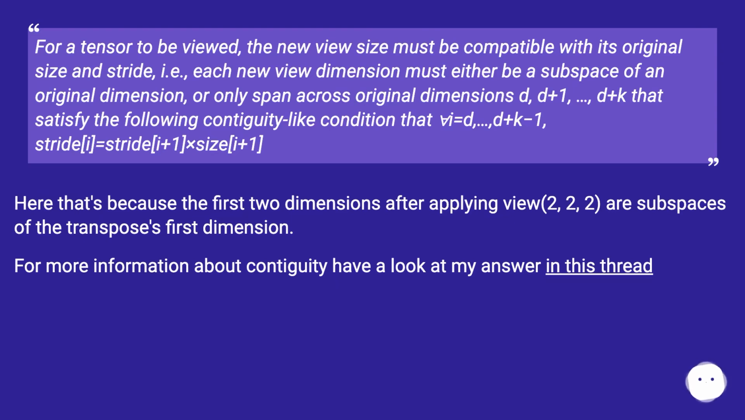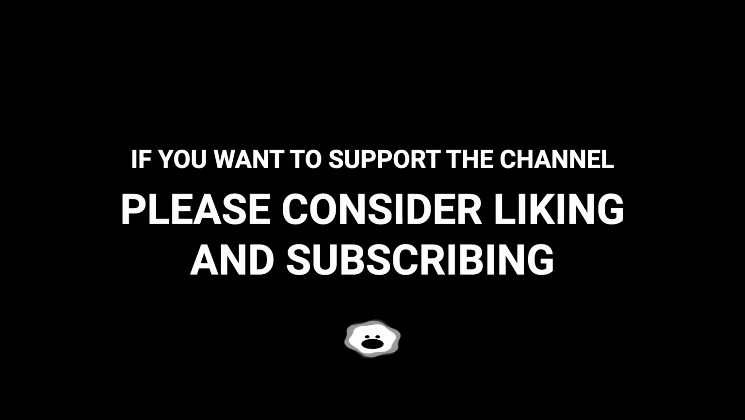Here that's because the first two dimensions after applying view, 2, 2, 2, are subspaces of the transpose's first dimension. For more information about contiguity, have a look at my answer in this thread. Shape.